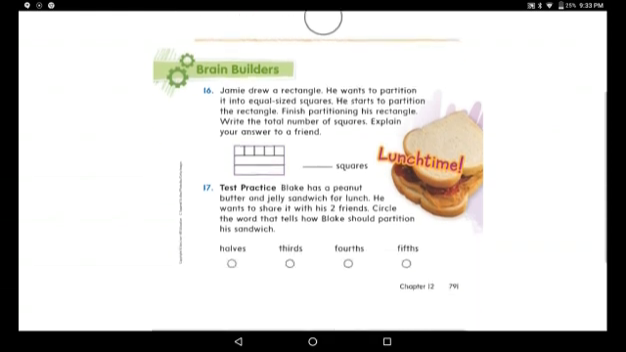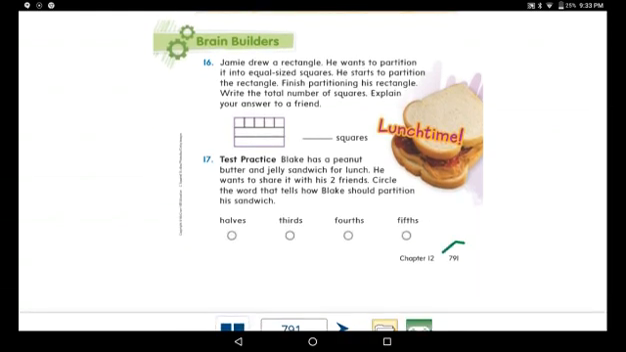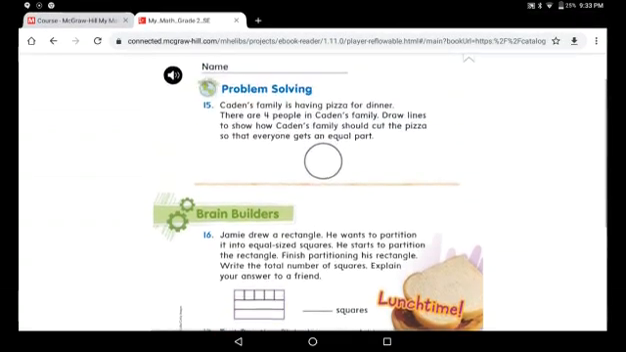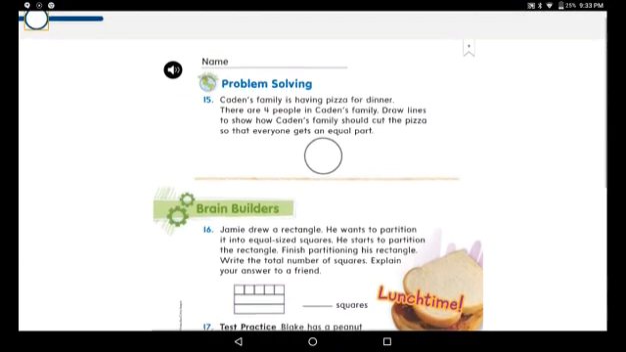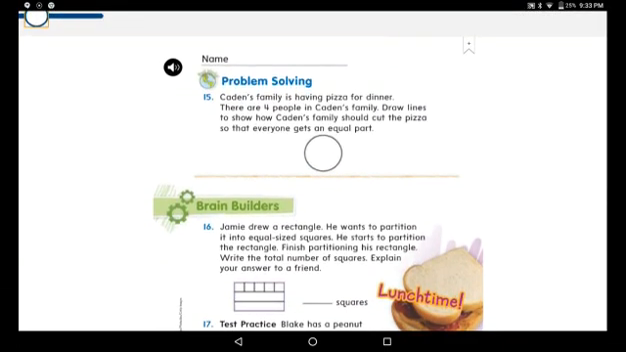Now, I want you all to open to page 791. Oopsie. And let's start together. Okay. Do you still remember what chapter 12 was talking about? It was talking about the geometric shapes and equal shares, right? The geometric shapes have two kinds. We have learned two-dimensional shapes and three-dimensional shapes.